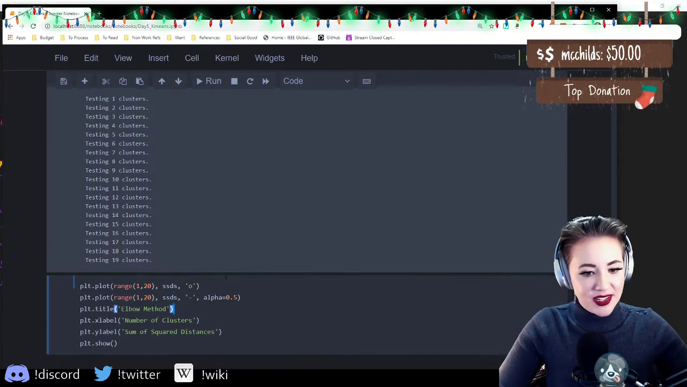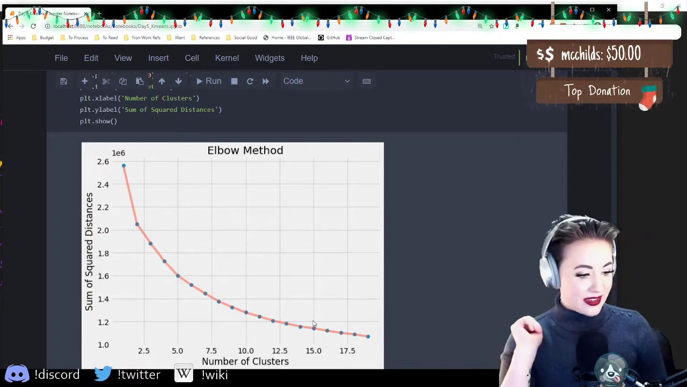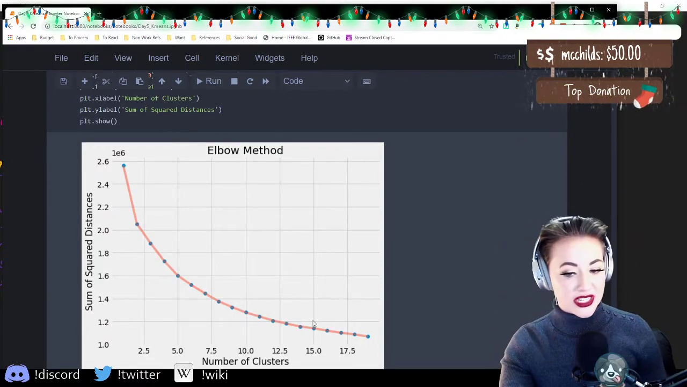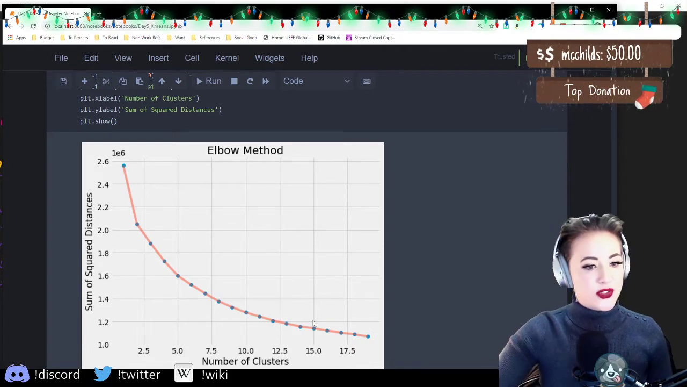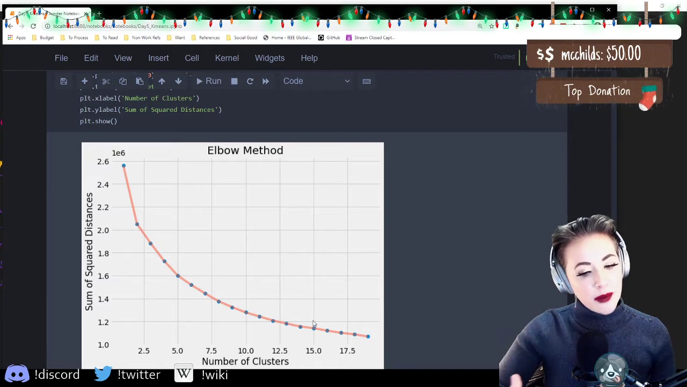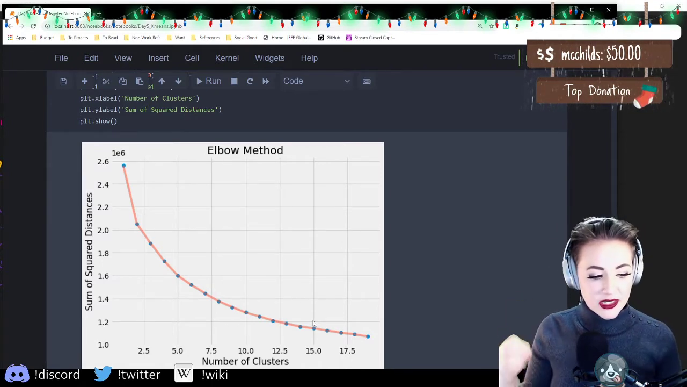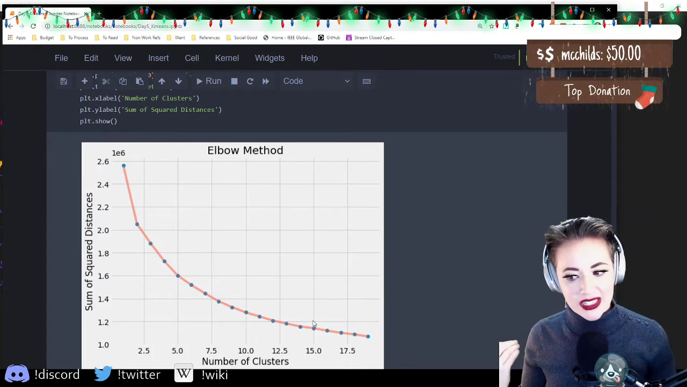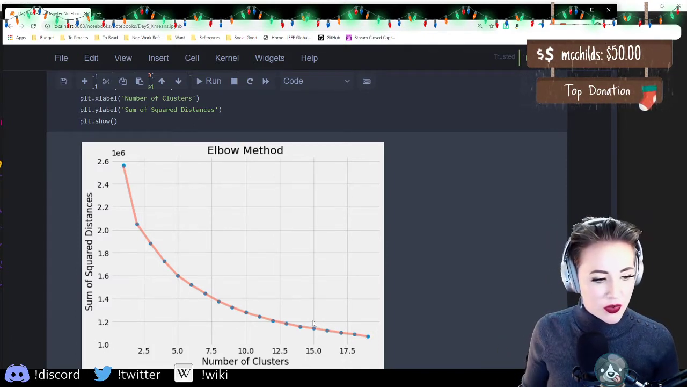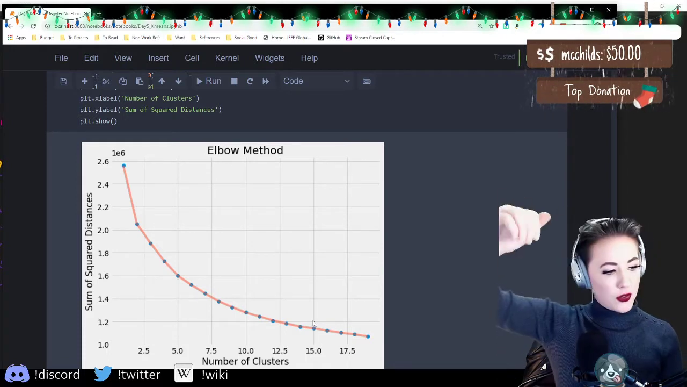All right, looks like we are set here. This is the elbow method. As you can see, as our number of clusters increases, our sum of squared distances decreases. Now, the problem here is that we're not looking for the minimum. We're not looking for the densest clusters, because technically, if we were, our K would just equal the number of data points. Really, what we want to look for is the crook of the elbow.